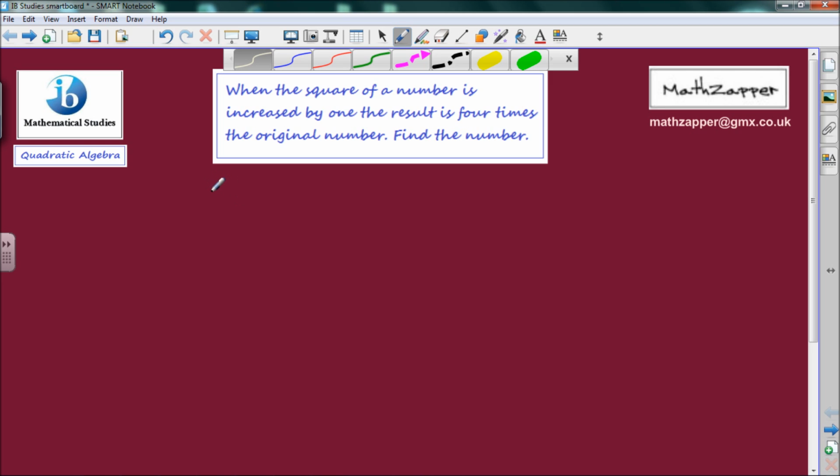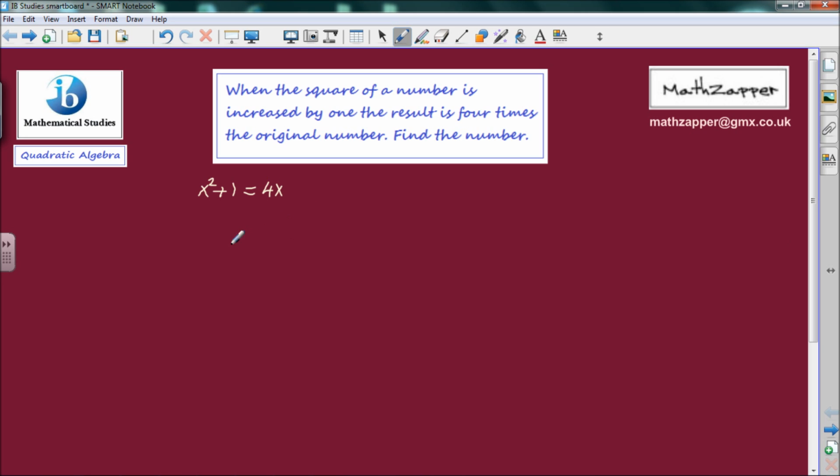We'll start off by calling the unknown number x. It says when the square of this unknown x, so when x squared is increased by 1, when 1 is added to it, the result is 4 times the original number. The result equals 4 times the original number, which was x. So there we are, we've made an equation.